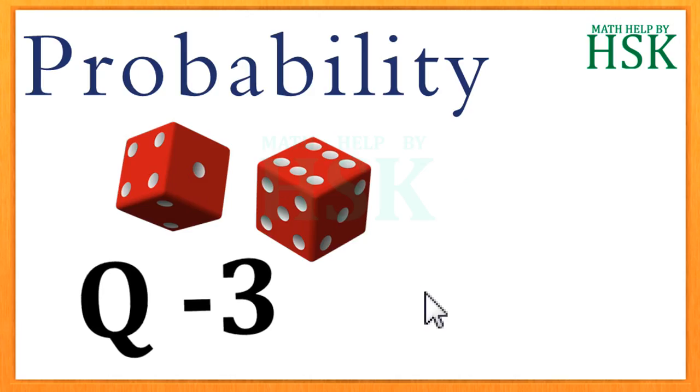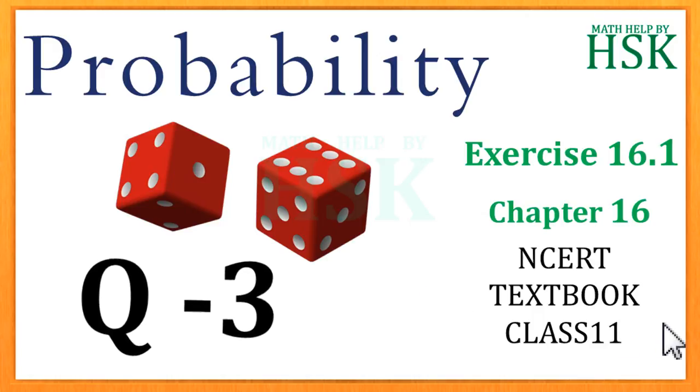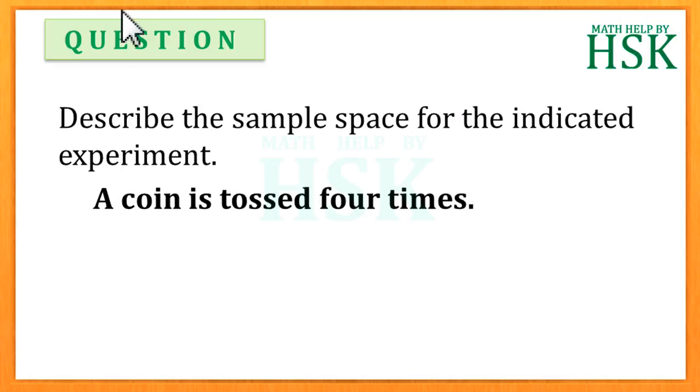Question number 3 of Chapter Probability, Exercise 16.1 of the NCERT Maths textbook. Hello friends, the question is like this. Describe the sample space for the indicated experiment. The given experiment is a coin is tossed 4 times. For this experiment we have to calculate the sample space.